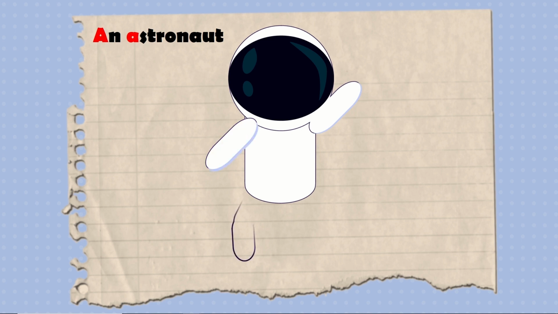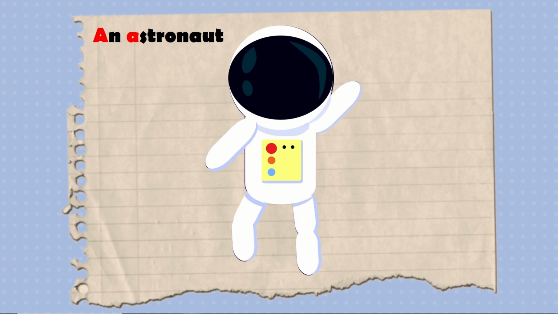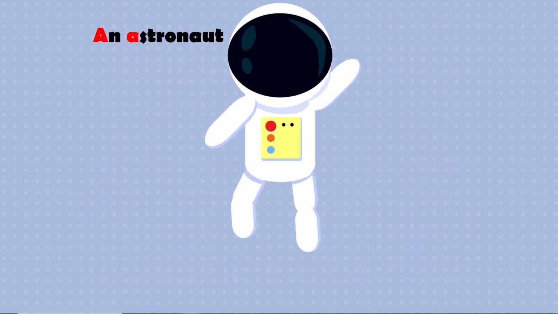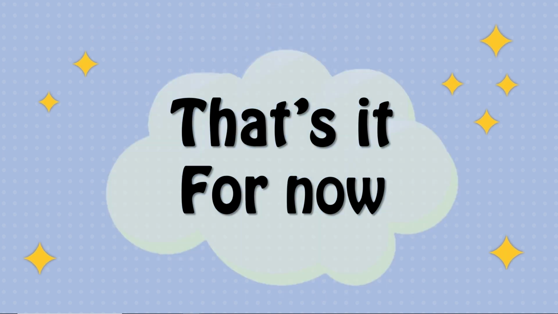Then draw the legs. Now let's add some decorations like buttons. Astronaut. That's it for now.